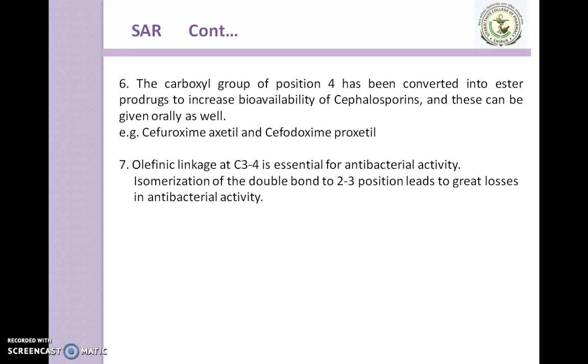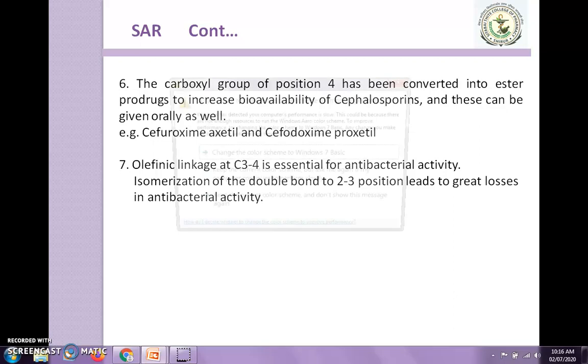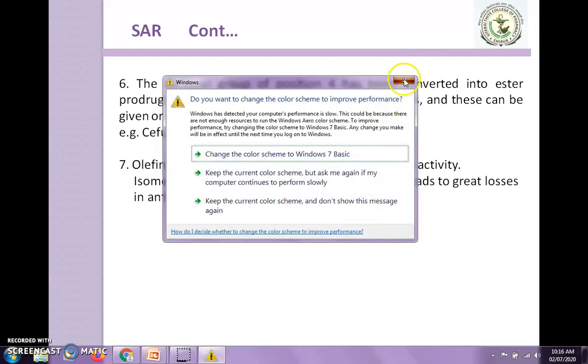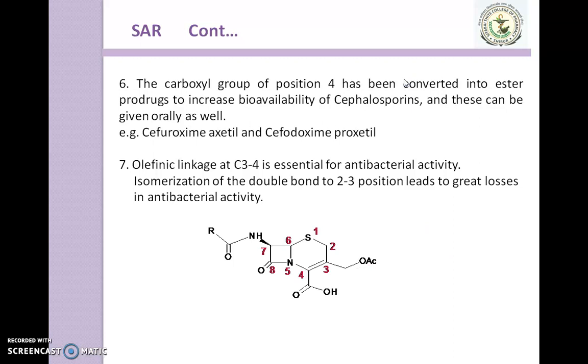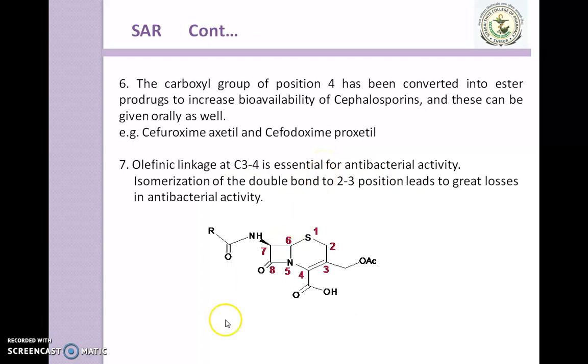And last point, the olefinic linkage at carbon 3 and 4 is essential for antibacterial activity. Isomerization of the double bond to the carbon number 2 and 3 position leads to great loss in antibacterial activity. So here is the structure in which there is a double bond between carbon number 3 and carbon number 4. If you shift this bond to between carbon number 2 and 3, it is not beneficial, and there is a loss in antibacterial activity.